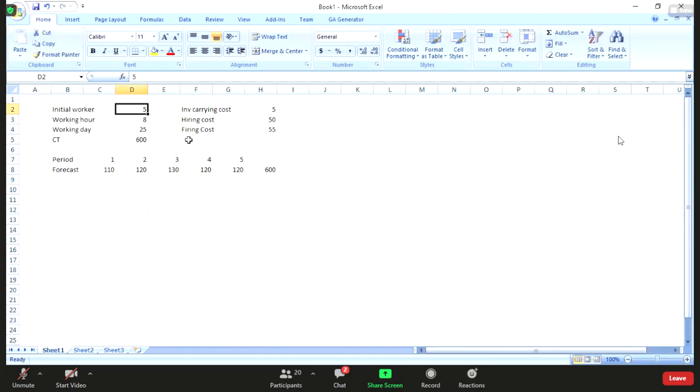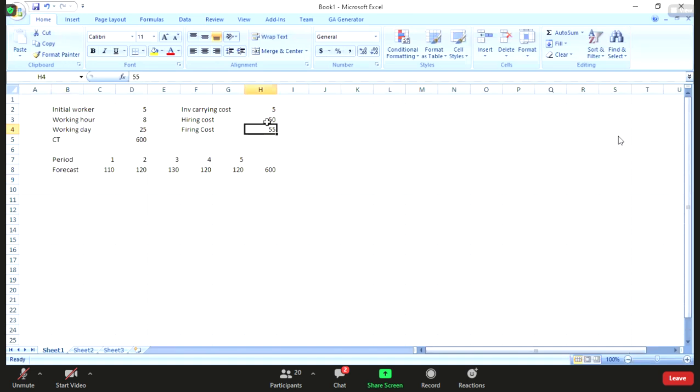Yeah, initial worker is 5. Okay, based on the problem, you can double check and verify. Working hour is 8 hours per day, and working day is 25 days per month. Yeah, and the cycle time is 600. Inventory carrying cost is 5, and hiring cost is 50, while firing cost is 55. This is per person, yeah.